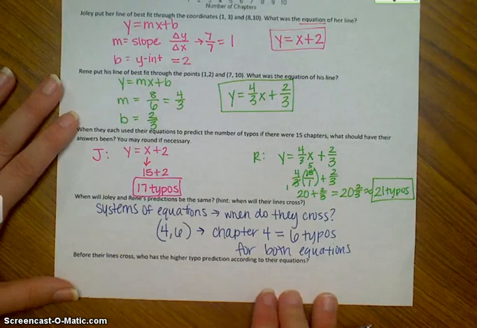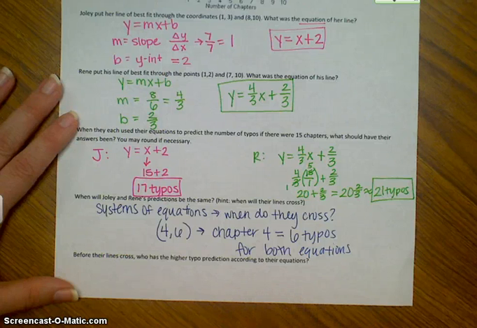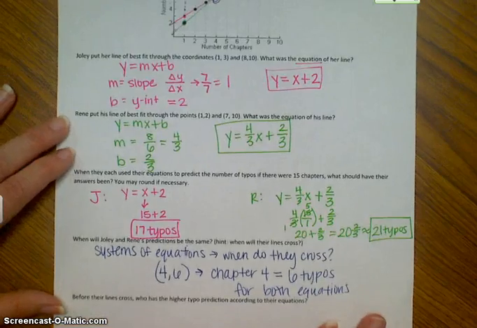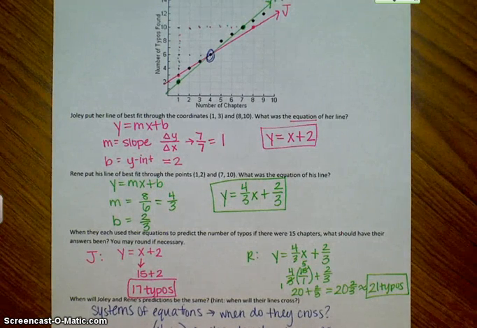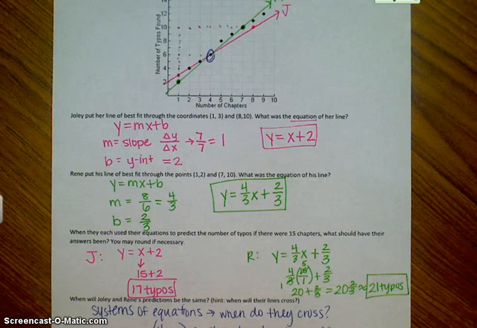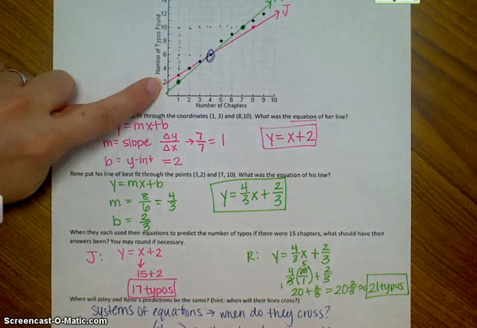And then the last thing, before their lines cross, who has the higher typo prediction according to their equations? So this is just kind of a visual thing. So I'm going to go back up to the top. And what it's saying is that we want to know before they cross, before they have the equivalent values, who has the higher prediction estimation, and we can just see the pink line is on top, so that's Jolie. So our answer for this is actually just going to be Jolie.